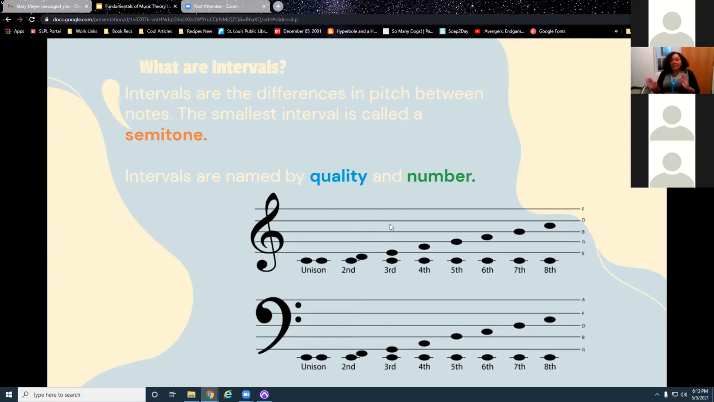So many questions on how we number intervals. If that's confusing, we use the lines and the spaces to count them instead of using those separately.